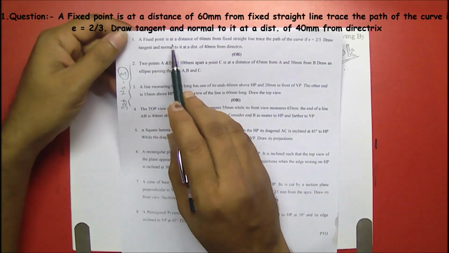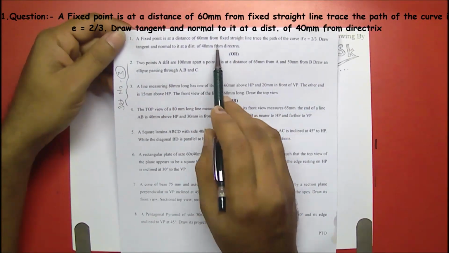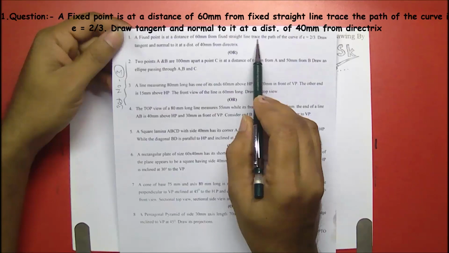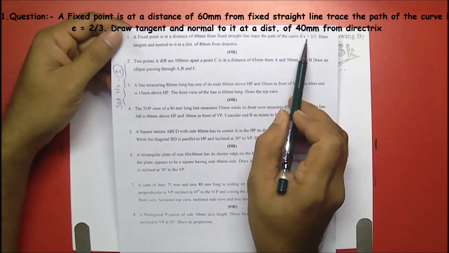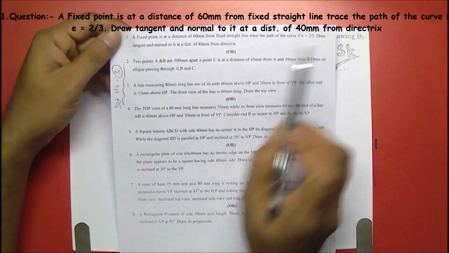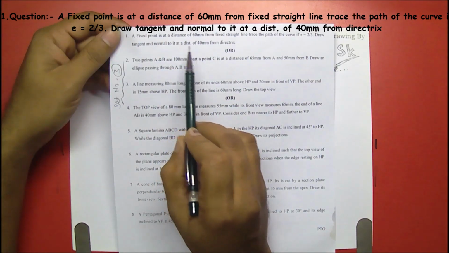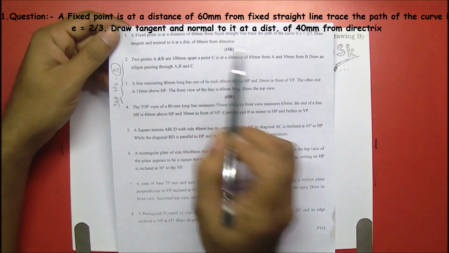Let's start with the first question. A fixed point is at a distance of 60 mm from the fixed straight line. Trace the path of the curve. If eccentricity is 2/3, draw the tangent and normal at the distance of 40 mm from the directrix.